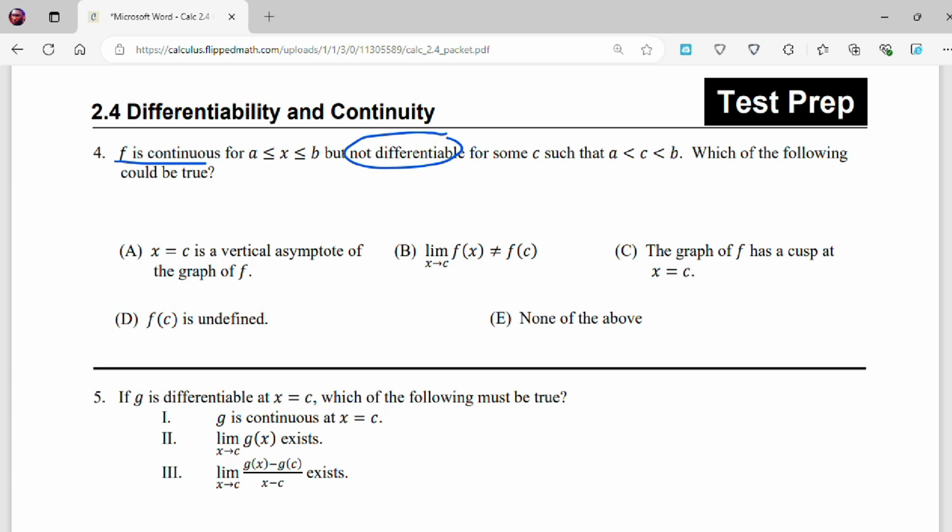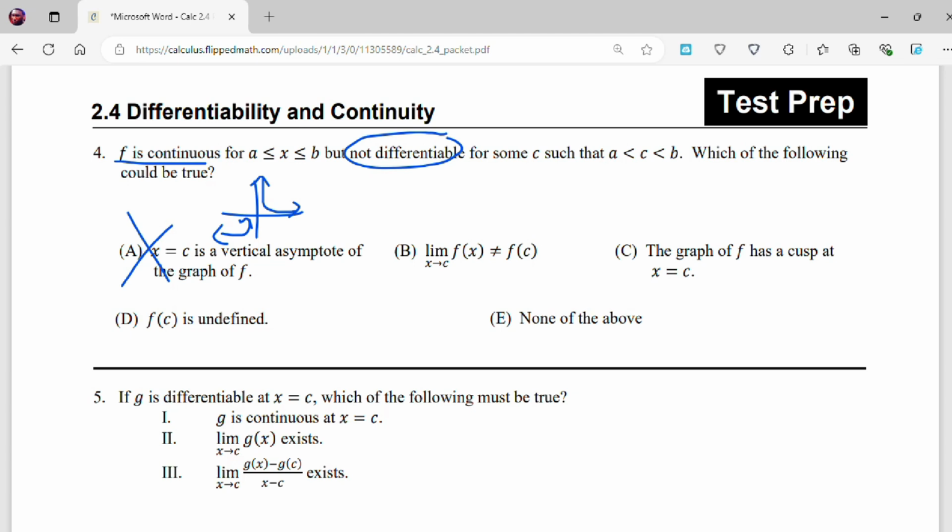X equals C is a vertical asymptote of the graph of f. Well, a vertical asymptote is something along the lines of this. And so that implies that you have some sort of discontinuity. And the question tells us that f is continuous on the interval a to b. And so we can eliminate A.